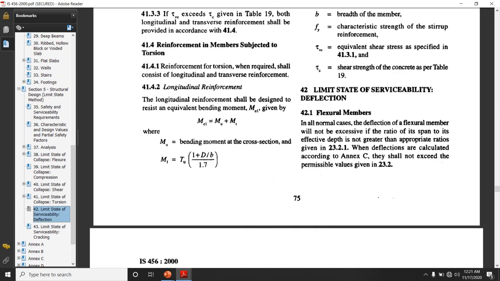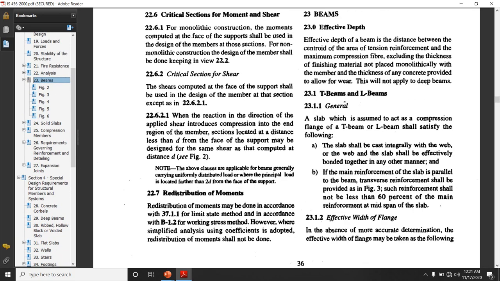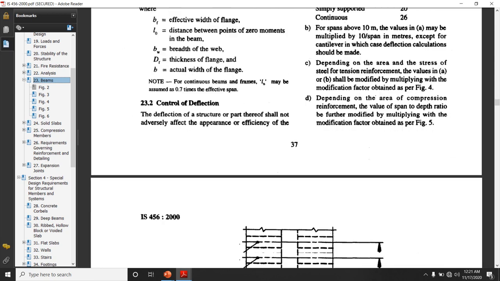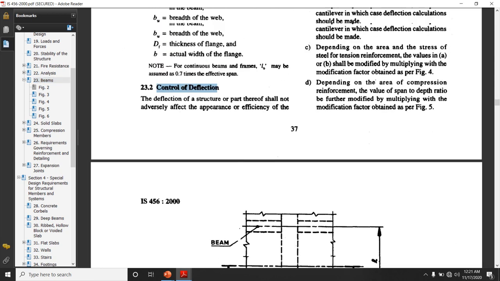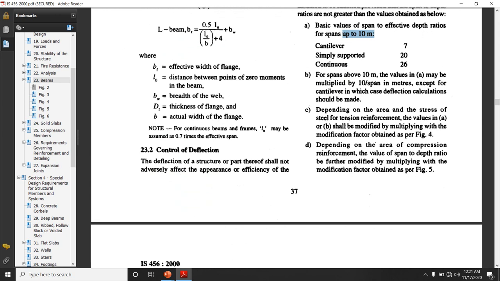So here they have given a limit state of serviceability for deflection. This has to be satisfied based on the given criteria, that is in 23.2.1. So you can see 23.2.1, that is here they have given. That is for control of deflection. This L by D ratio for a simply supported beam is 20 for a span up to 20 meters. So this criterion has to be satisfied.